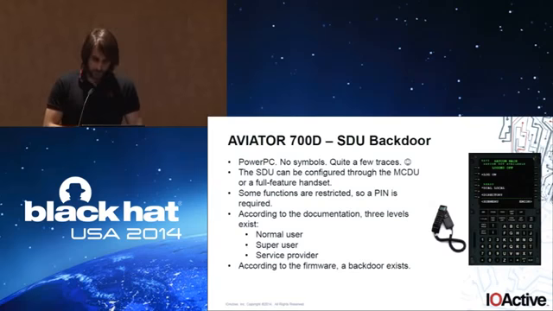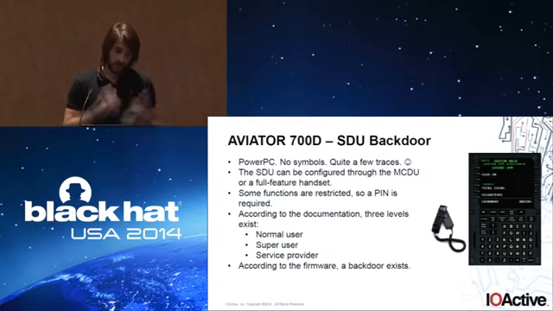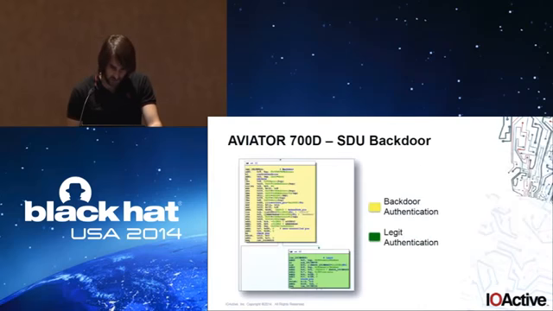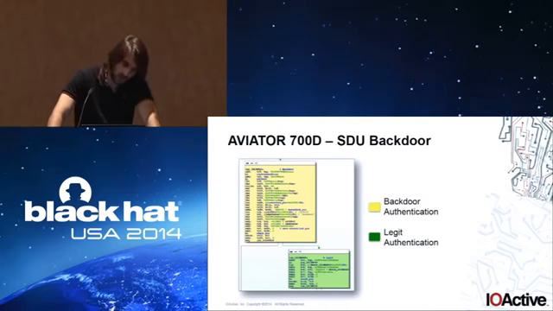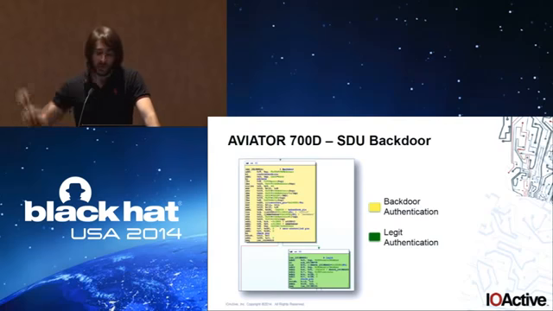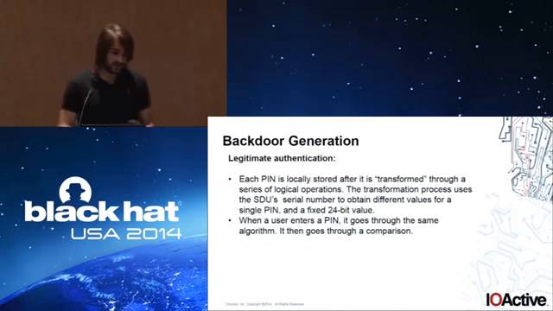So if we read the documentation, there are 3 levels because some functions require a PIN. We have the normal user, we have the super user, and we have the service provider. But if we look at the firmware, there is another level, which is the backdoor level, as usual. You can see here how the authentication for the PIN is implemented. In the yellow basic block, you have the backdoor authentication. In the green basic block, you have the legit authentication. And this is how it basically works.